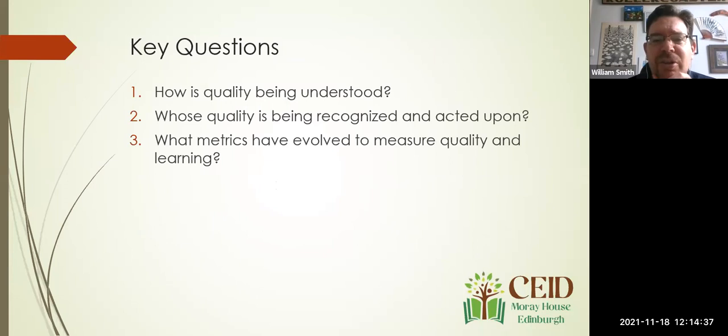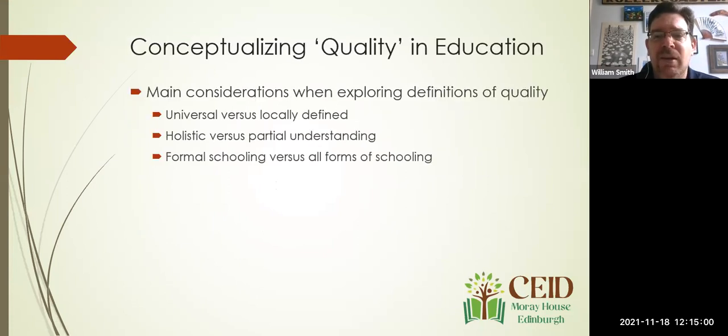So this chapter starts with how is quality being understood? And then talks about, well, whose quality is being recognized and acted upon? And then talks about global learning metrics and the emergence of strong global learning metrics in the SDG era as an example of how quality is really being understood in the SDG 4 era. So I'm going to focus mainly on the conversations around quality here.